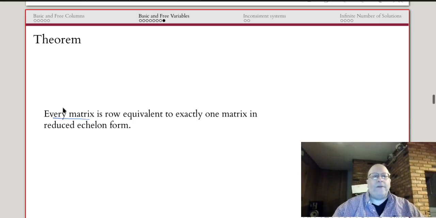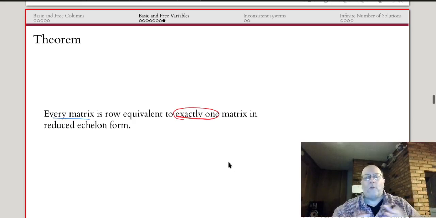Every matrix can be reduced into reduced echelon form, and furthermore, there's only one answer to how we reduce to reduced echelon form. If you and your friend start with the same matrix and you are both row reducing it, you will both get the exact same reduced echelon form. There's only one reduced echelon form for any matrix out there. And so the reduced echelon form is uniquely determined by the matrix.